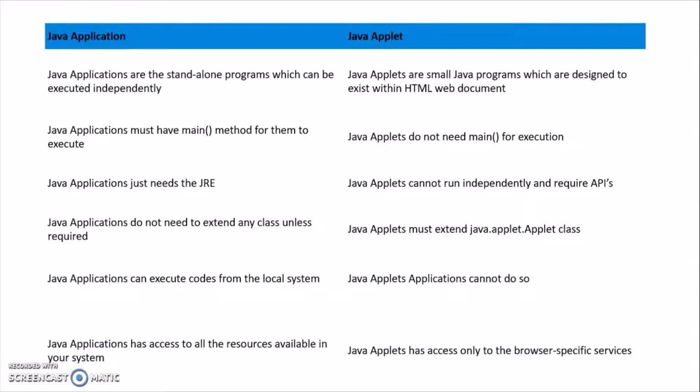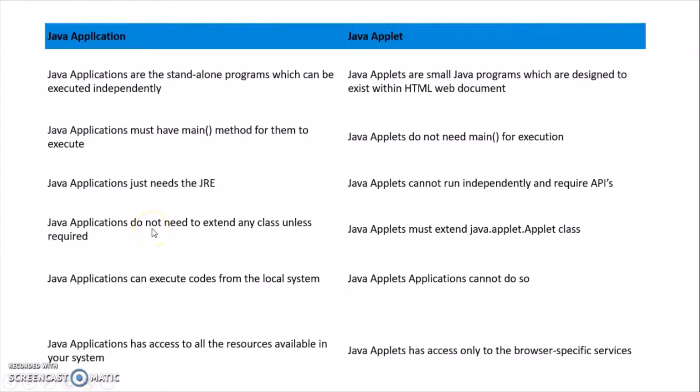A Java application must have a main method to execute. It is not necessary for the main method to be present in an applet program. A Java application just needs a JRE. Java applets cannot run independently and require APIs, that is, application program interfaces.